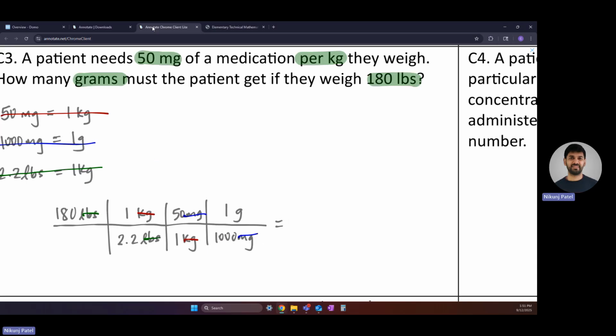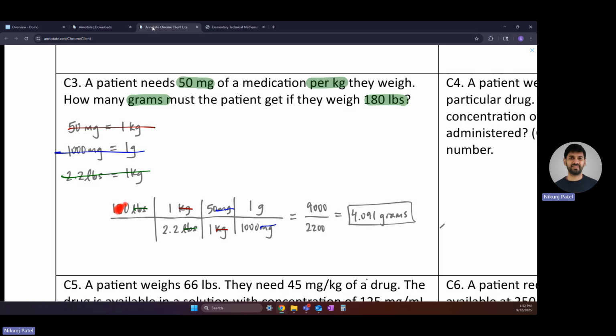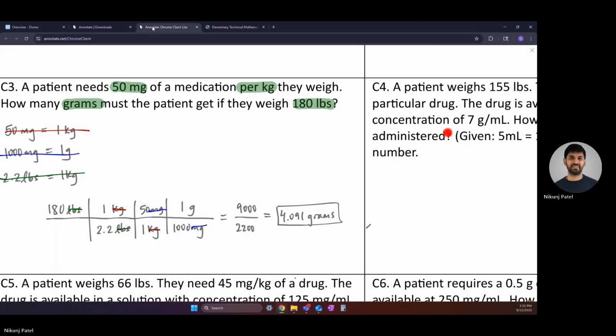We multiply across the top and the bottom, we end up getting 9,000 over 2,200. So we get 4.091 roughly, and that's in grams. So since this patient weighed 180 pounds, that converted all the way to telling us that the patient needs to get about a little bit over 4 grams of this medication.